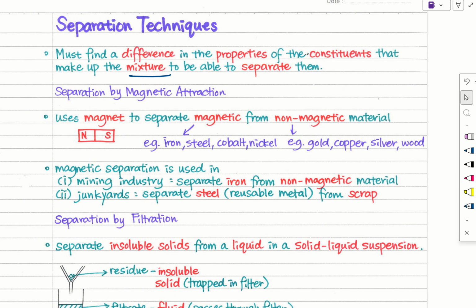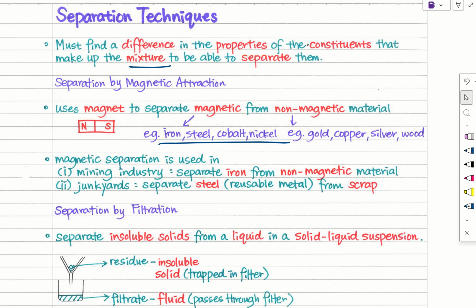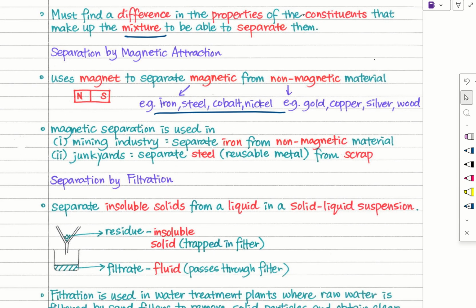So we use a magnet to separate magnetic from non-magnetic material. So in our syllabus it is iron, steel, cobalt, nickel. Okay, one of the common mistakes is thinking that copper is a magnetic material, but it's actually cobalt. Okay, so take note that not all metals are magnetic materials. Examples are your gold and copper and silver.